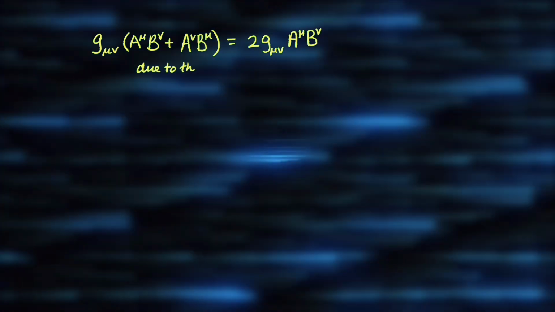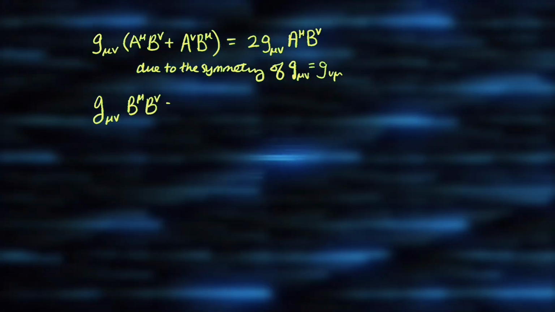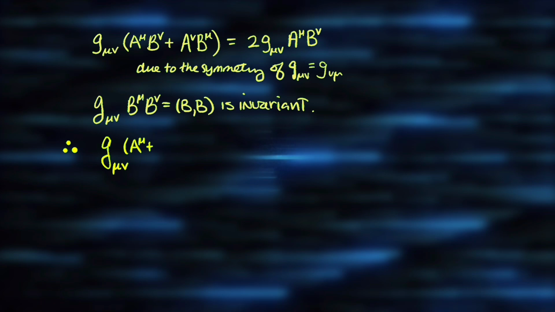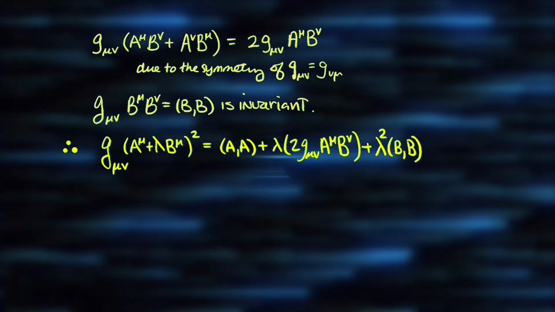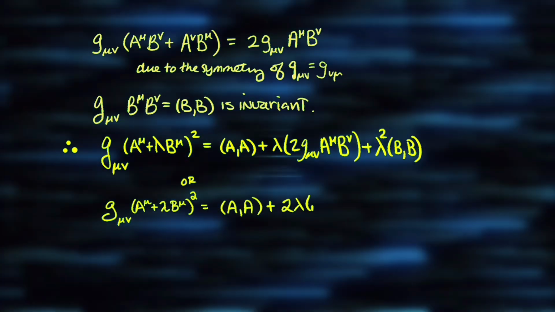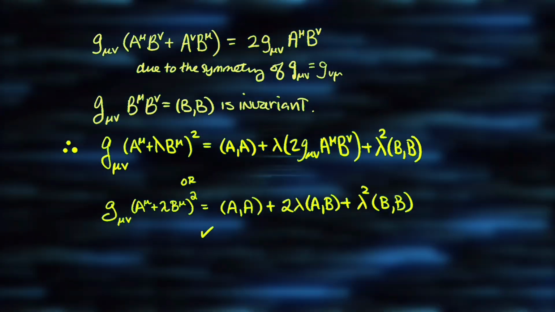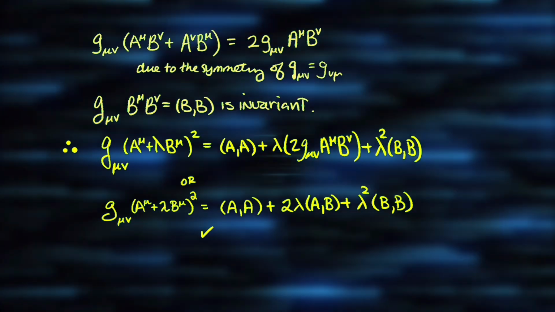So, with the interchangeability of mu and nu, we may write this expression as 2g mu nu a mu nu. Now we have this quantity is also an invariant, thus we may write out this expression is an invariant. So as we can see, the idea or concept of invariance is very central to working with tensors.